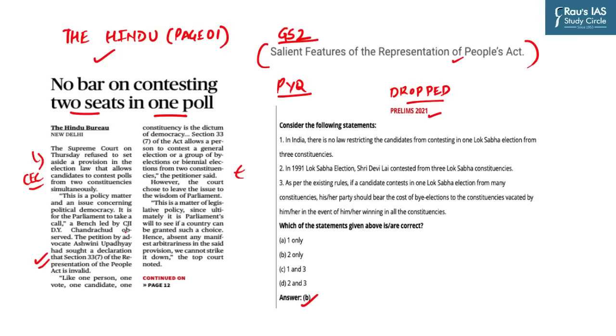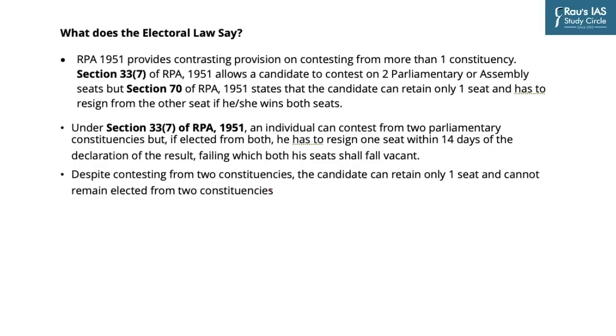The 255th report of the Law Commission on electoral reform was also highlighted during the petition, which had argued that this section needs to be amended so that a person does not contest elections from more than one seat. During our discussion, we will try to understand what basically the electoral law says and what the Supreme Court in its judgment said while refusing to set aside the provision under the RPA. Now let us discuss what the electoral law says.